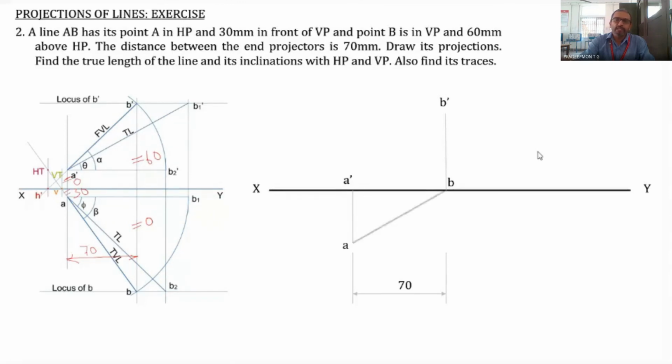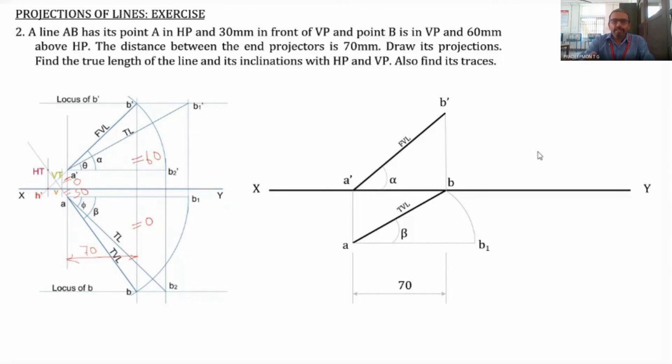Now join A and B, that is the top view, A dash and B dash, the front view. Then the front view length and the top view length is marked. That is not necessary in our drawing. It is for reference purpose only. Then alpha as well as beta is marked. Now we rotate the top view AB such that it becomes parallel to the XY line. Parallel to XY line means through the locus, it should be lying in the locus of A. So this is point B1.